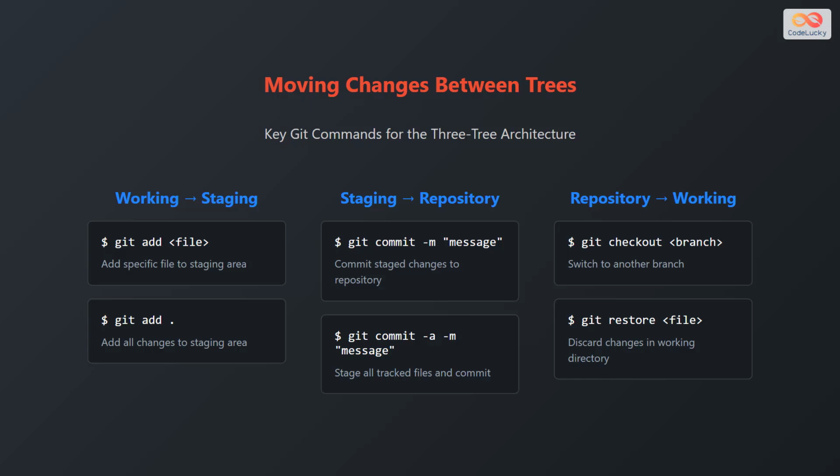To move changes from the repository back to the working directory, you will use git checkout and git restore commands. Typing git checkout, followed by a branch name, allows you to switch to another branch. git restore, followed by a file name, discards changes made in the working directory and reverts it to the last committed version.